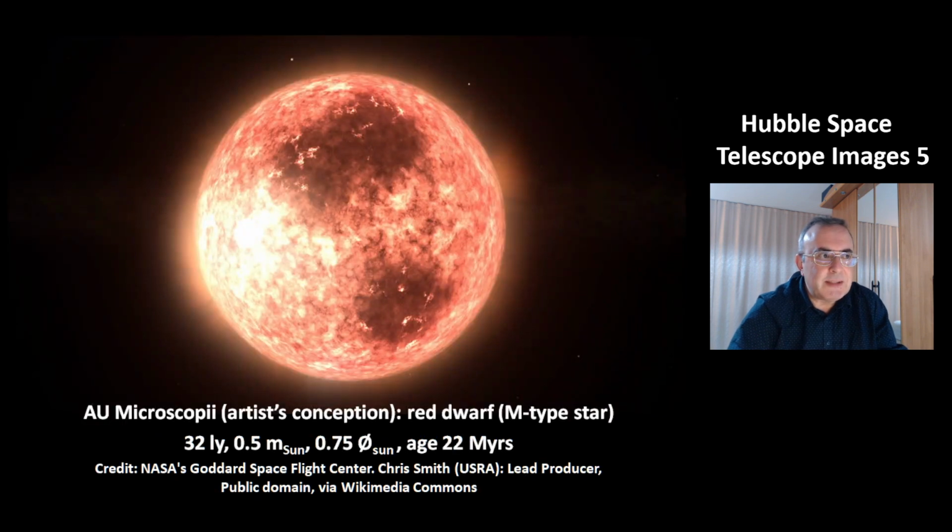This is an artist's conception of the red dwarf AU Microscopii. It is an M-type star at a distance of 32 light years from Earth. Its mass is about half of the Sun's mass. Diameter is 3/4 of the Sun's diameter, and its age is 22 million years, which means this is a very young star.